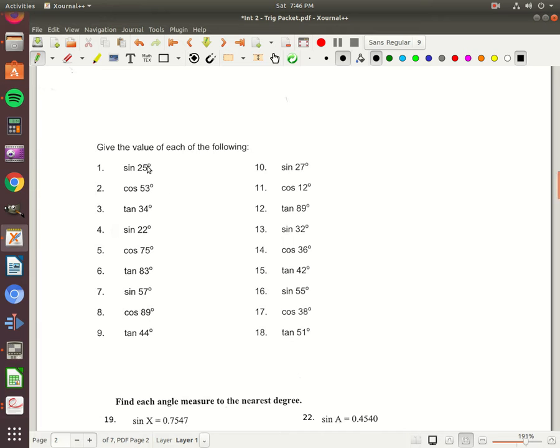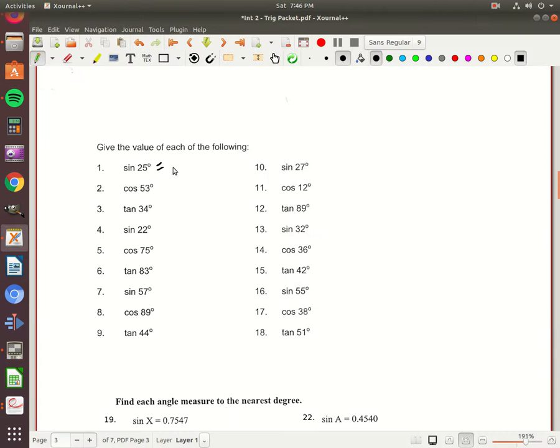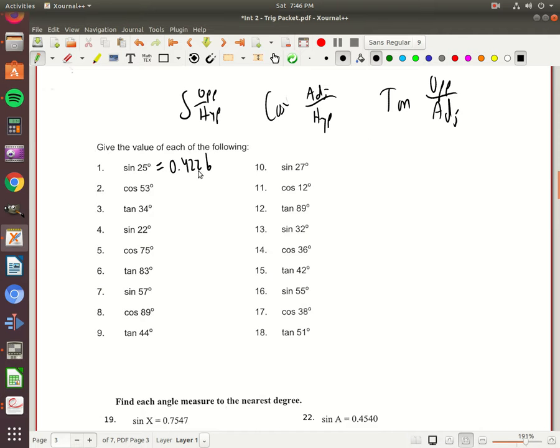So if we look here, it says give the value of each of the following. All right, so what's the sine of a 25-degree angle? I'll go here. I will look for a 25-degree angle, and there's my sine, 0.4226. So anytime I have a ratio, and again, it's SOHCAHTOA, sine is opposite over hypotenuse, cosine is adjacent over hypotenuse, and tangent is opposite over adjacent. Anytime I have a ratio of 0.4226 between the opposite and the hypotenuse, I know I'm looking at a 25-degree angle.